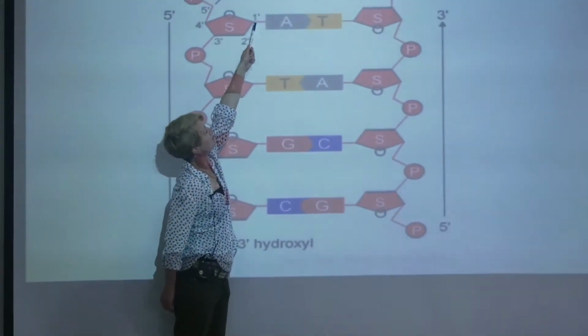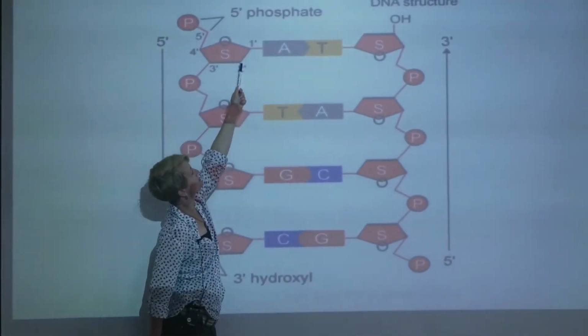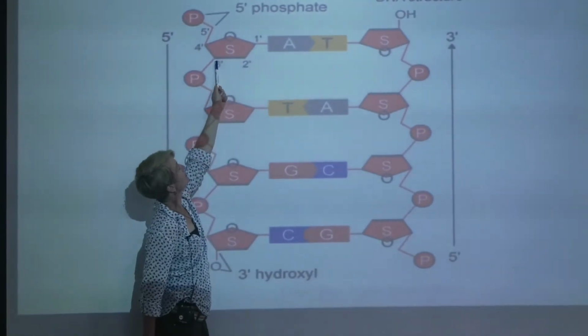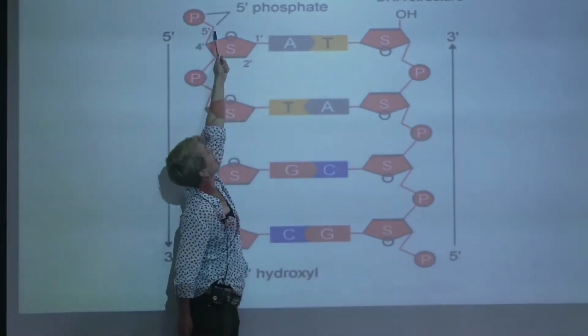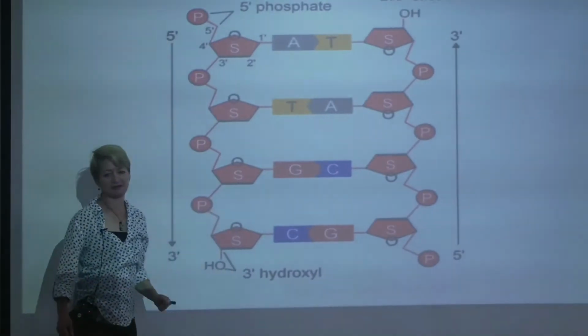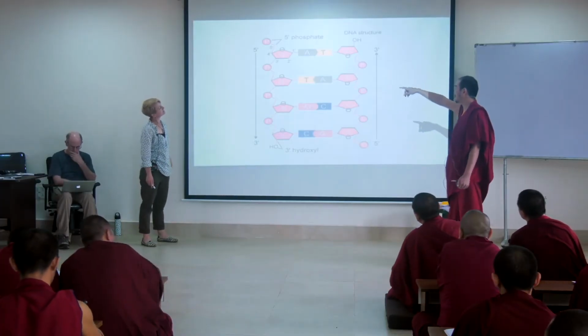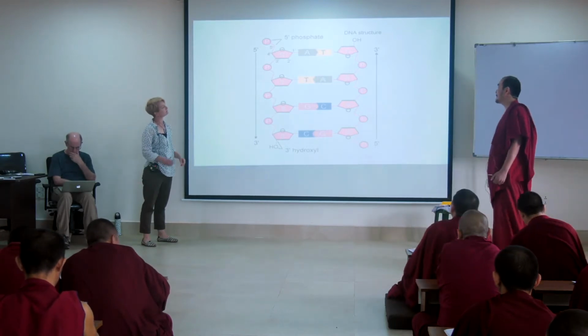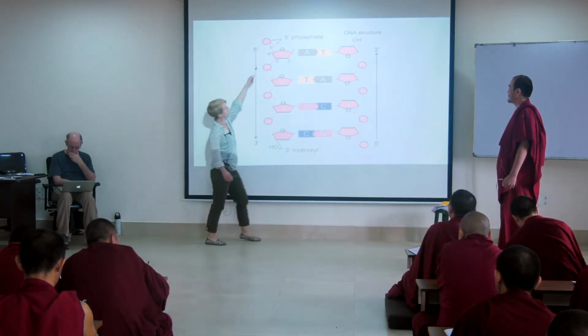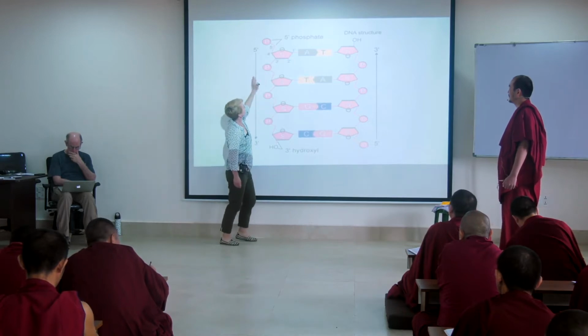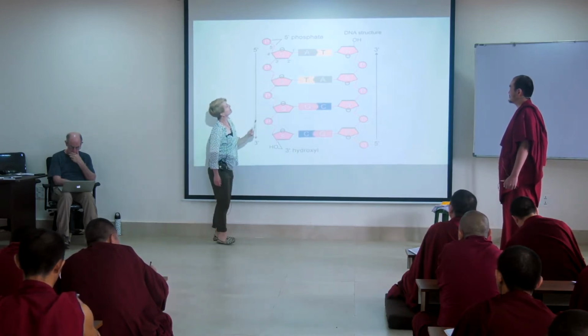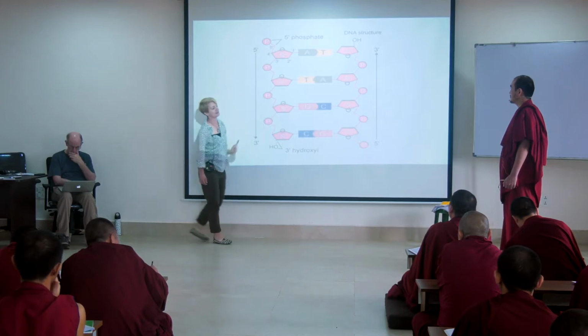So this is the 1' carbon, this is the 2', 3', 4', and then there's a carbon right up there. That's the 5' carbon. And because the 5' carbon is oriented toward that end of the molecule, we say this is the 5' end.